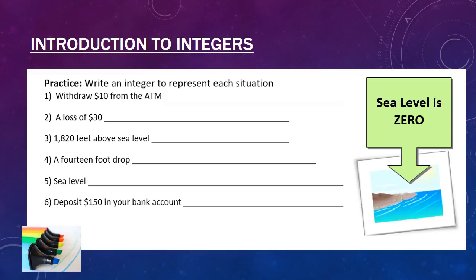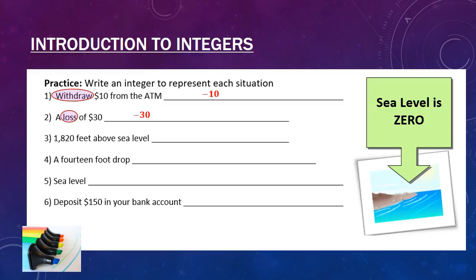For number 1, the first statement says, I withdraw $10 from the ATM. If I take money out of the ATM, that's coming out of my bank account, so the money in my bank account is going down. So withdraw is my key word, and my integer would be a negative 10. If I lose $30, loss is your key word, and my integer would be negative 30.